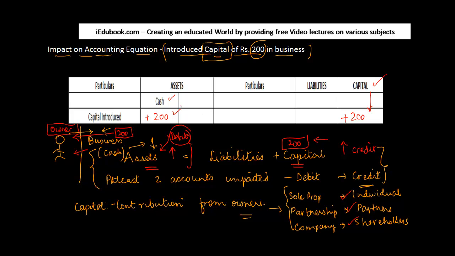And therefore, after this, what will be the total of the asset side? 200 plus, we don't have anything else here, so we just write 200 here. Again, capital is here 200, so we write 200 here. Right? And the accounting equation holds true. The assets, which is 200, is equal to liabilities. How much is the liability? It's 0 plus 200, which is the capital. So in the particular column, you can write capital introduced. So this is how basically capital introduction impacts the accounting equation, right?